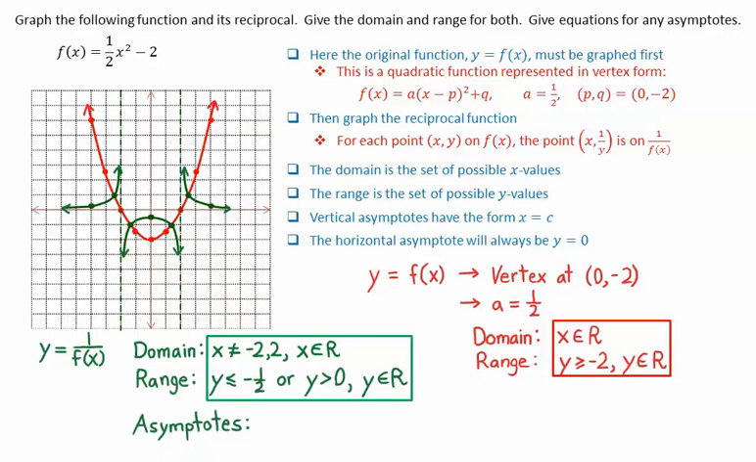As for the asymptotes, we have two vertical asymptotes. One, the equation is x equals -2. The other one, x equals 2. And we have a horizontal asymptote with the equation y equals 0.